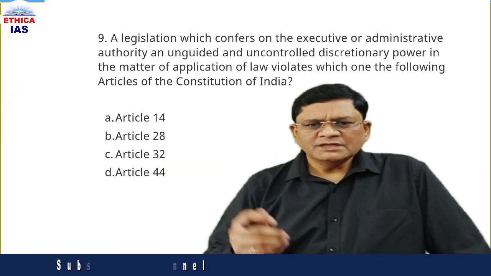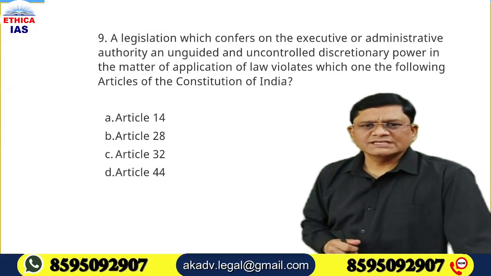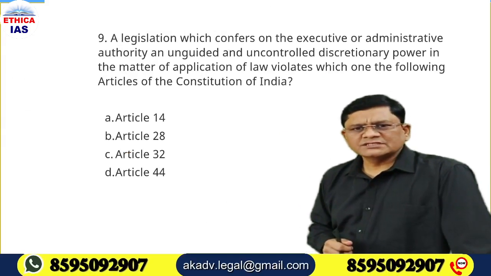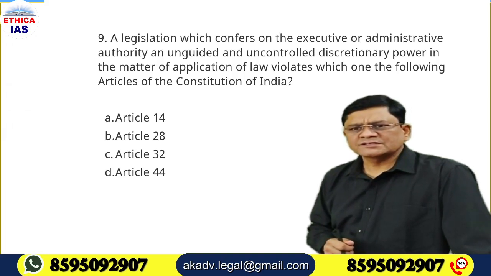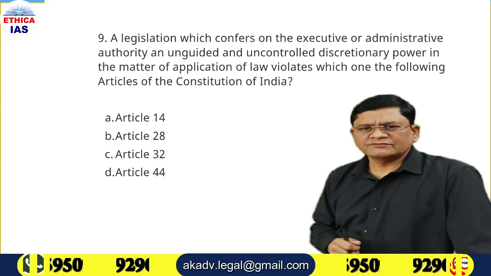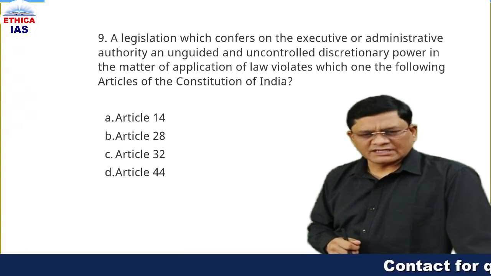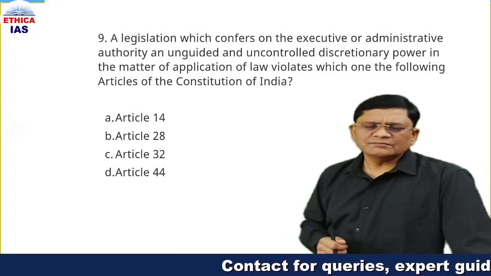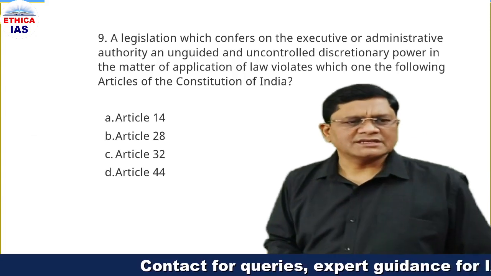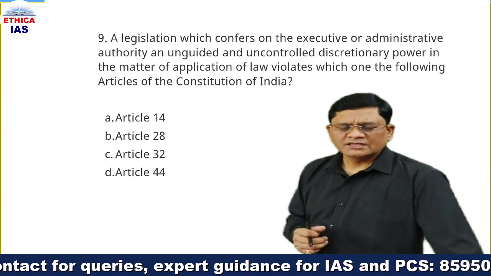Now, the ninth question, a very good question. A legislation which confers on the executive or administrative authority an unguided and uncontrolled discretionary power in the matter of application of law violates which one of the following articles of the Constitution of India? 14, 28, 32, 44. Very simple options, and the answer is Article 14. Why is it 14? Two reasons are there.